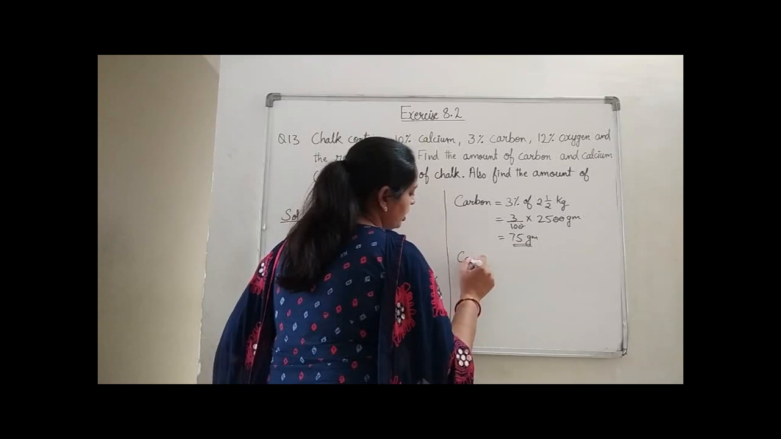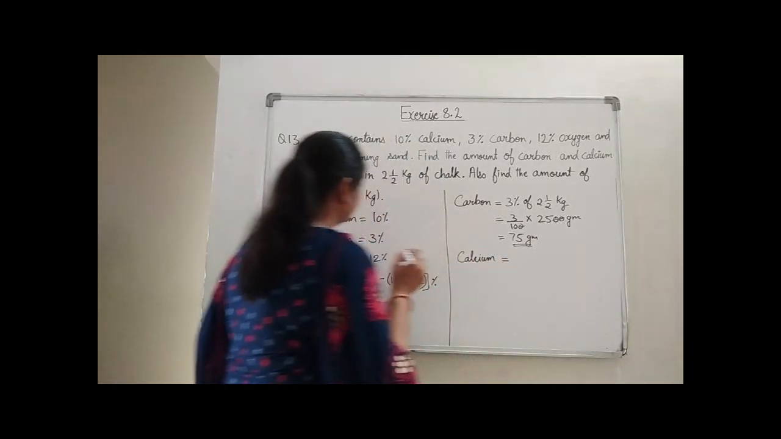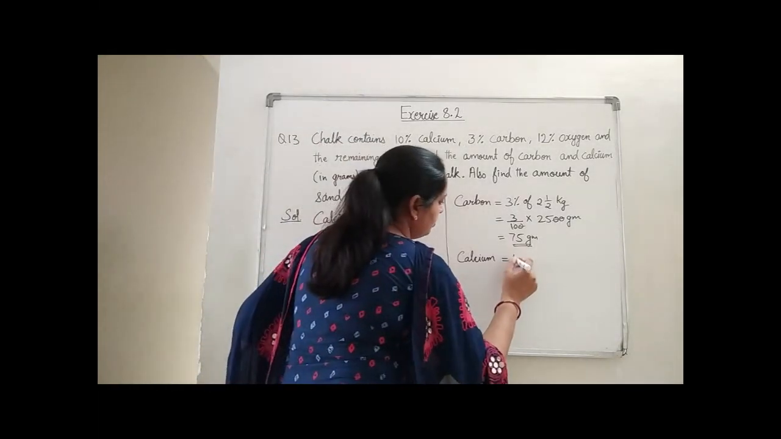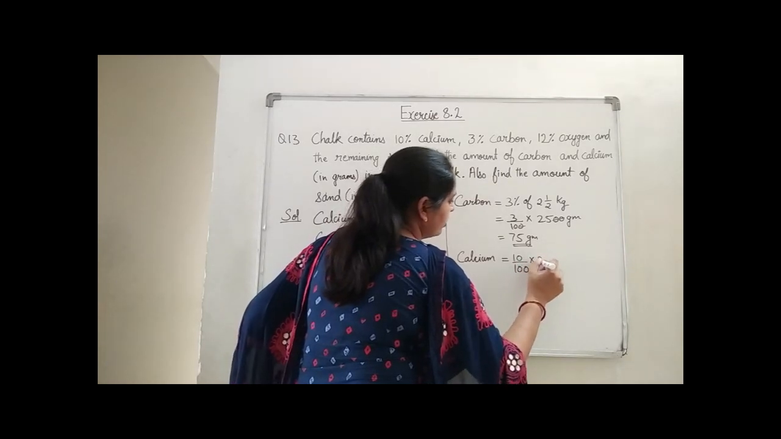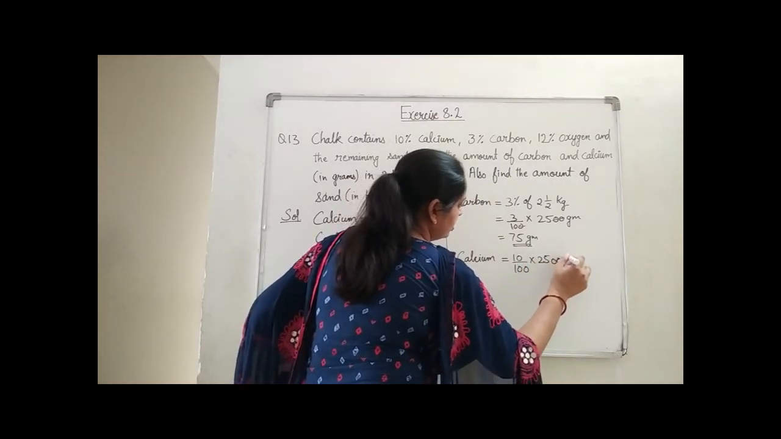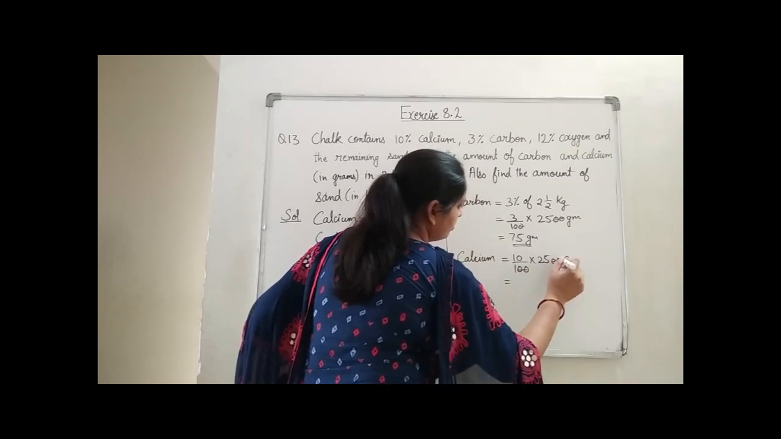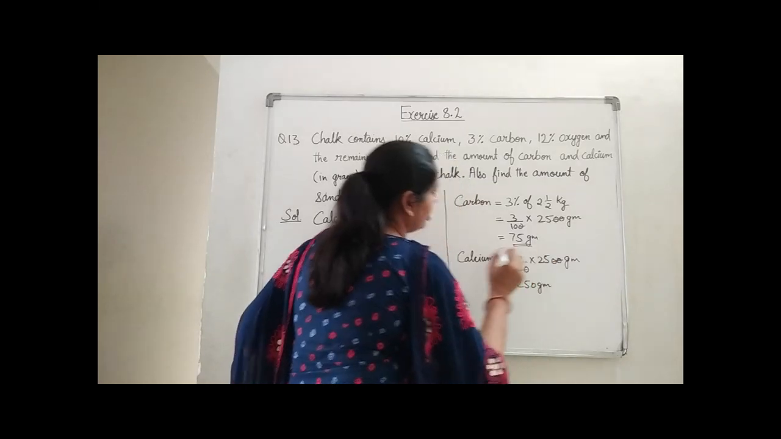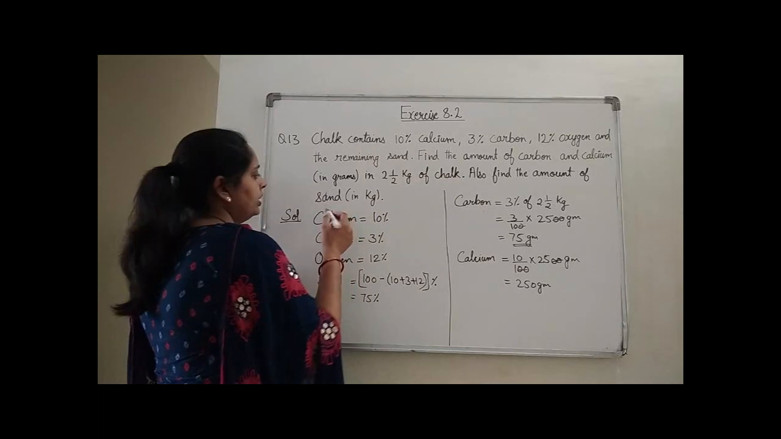They are asking for calcium also. How much calcium are we having? 10% of the calcium is there. So 10% of 2500 gram will again be equal to 250 gram. And then they are asking also to find the amount of sand in kg.